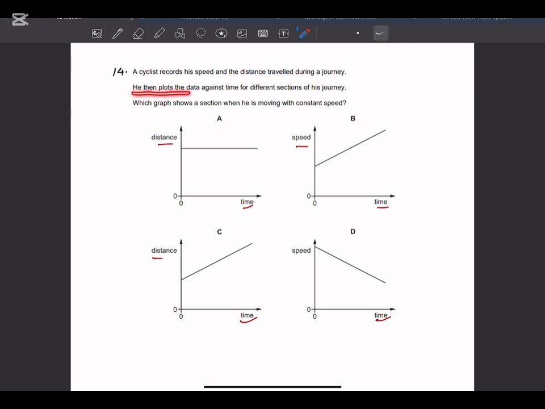He then plots the data against time for different sections of his journey. Which graph shows a section when he is moving with constant speed? Constant speed. So be careful. So when you go again for that concept, here first of all you will see that when you are talking about graph 1, here you have constant distance, not constant speed. Constant distance means you have a body at rest at a particular distance from you. So this is not the case of constant speed, so you can simply cancel this option.